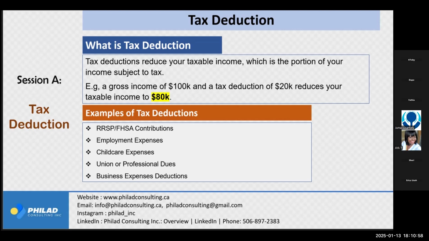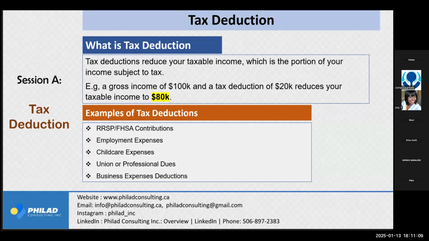There are some people that are part of a union or professional bodies. Yes, you have to incur a yearly subscription. All these expenses can actually form part of your tax deduction that would reduce your gross income.